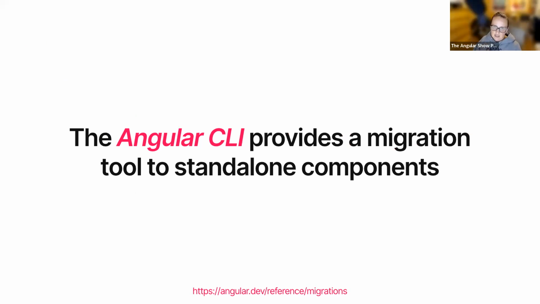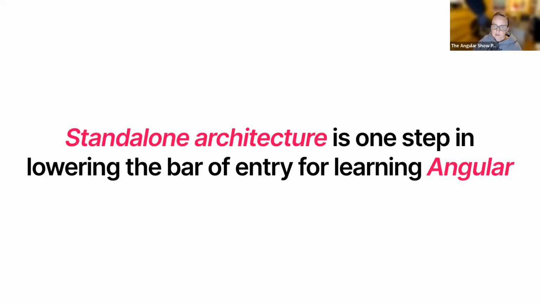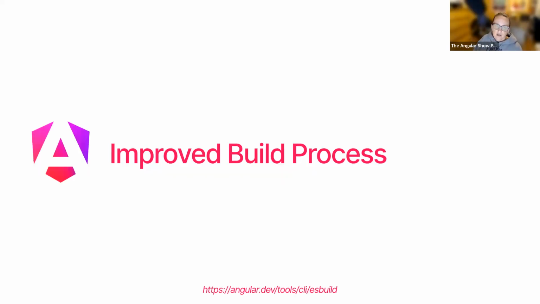The nice thing is that Angular CLI provides a migration tool to standalone components. So if you're ever working somewhere and you have a bunch of module-based components that you would like to migrate to be standalone components, the Angular CLI provides a migration tool for that. Standalone architecture is one step in lowering the bar of entry to learning Angular. So this is probably the first step they really took to try to make it easier for people to learn Angular. The next thing we get in version 17 is an improved build process.